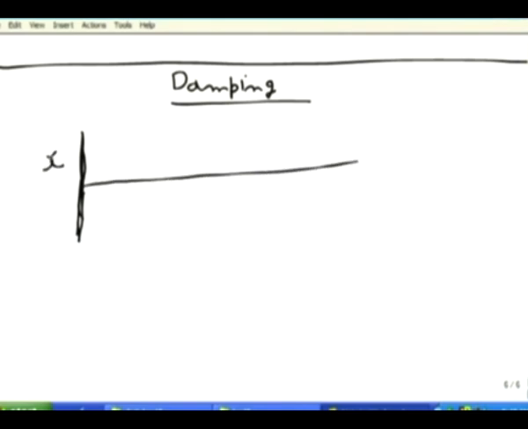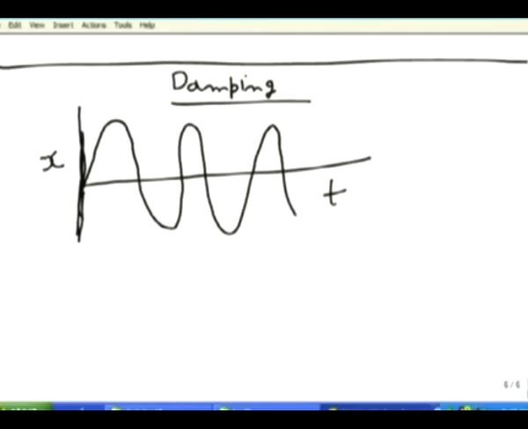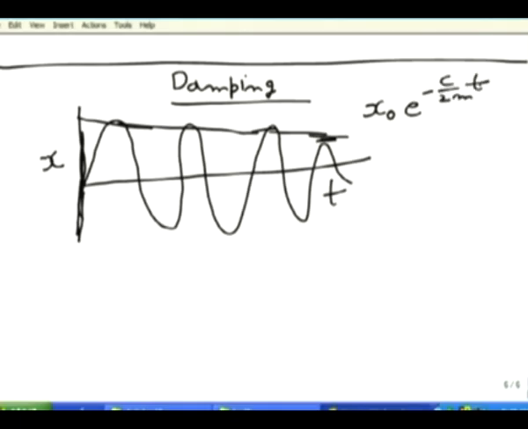Plot the displacement x versus time. These plots will be like this. We will see that its amplitude keeps on decaying, and as we discussed, it is x0 e minus c by 2m times t.